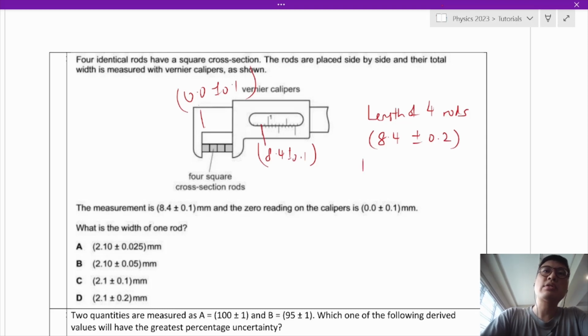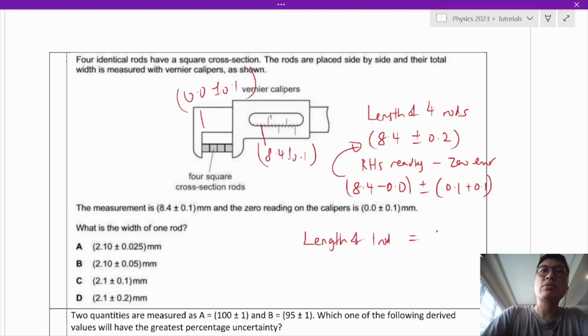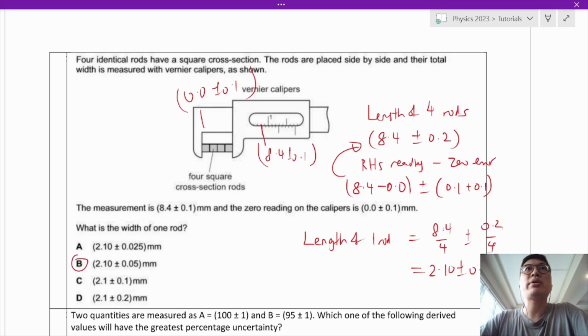The reason is because it's the right hand side reading minus the zero error. So when right hand side reading minus zero error, you get 8.4 minus 0.0 plus minus 0.1 plus 0.1. So that is how you get the length reading as 8.4 plus minus 0.2. So the length of 4 rods is 8.4 plus minus 0.2. So the length of 1 rod will be equal to 8.4 over 4 plus minus 0.2 over 4. So this will give us 2.1 plus minus 0.05. So we increase the number of decimal places and you will get B.